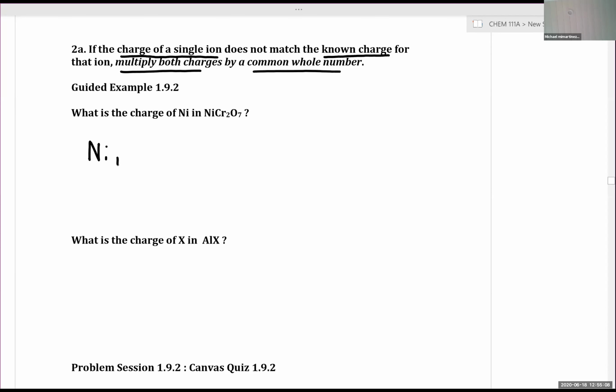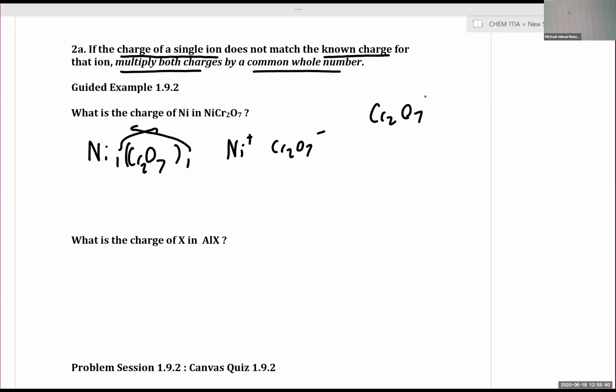So if we have nickel dichromate, Cr2O7 is known as dichromate. If we reverse cross our charges, we would get nickel plus and dichromate minus. However, if you look up dichromate, and if you recall the charge of the polyatomic ion dichromate, what is the charge? What is the charge of dichromate? 2 minus, exactly.